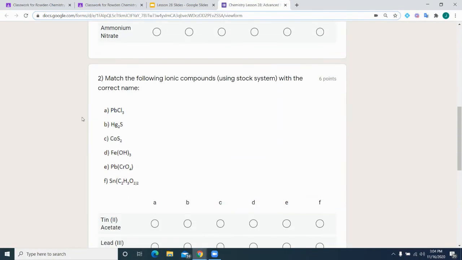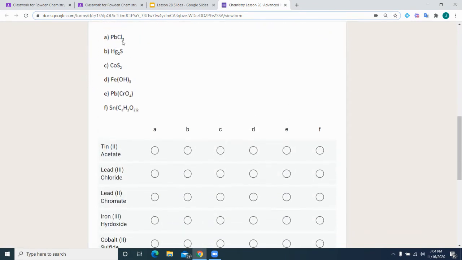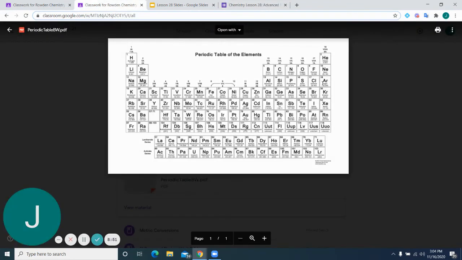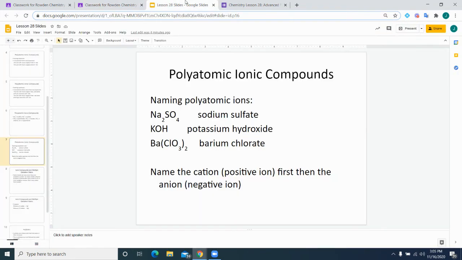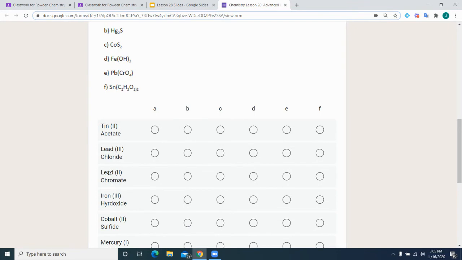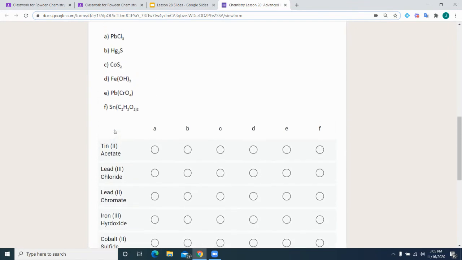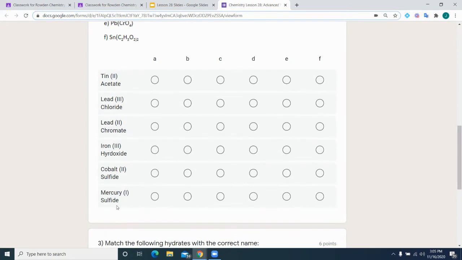All right. Now we use stock system. So first, this one right here is lead chloride. But what kind of lead? It took 3 chlorines to balance it out. If you remember on the periodic table, chlorine is right here with a -1 charge. So our answer here will be lead(III) chloride. Then we have mercury sulfide. If it takes 2 mercuries, mercury must have a +1 charge, because sulfur has a -2 charge. It took 2 of our mercuries, they each must be +1. So we should have mercury(I) sulfide.